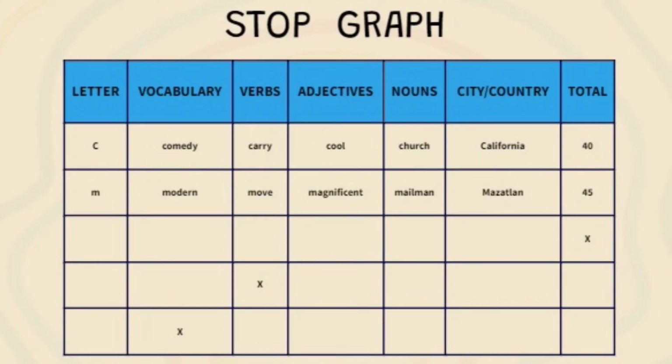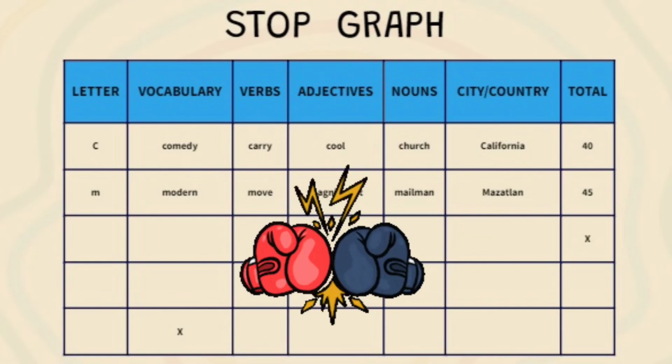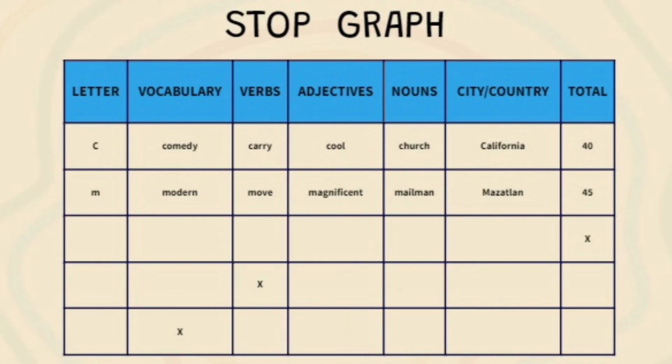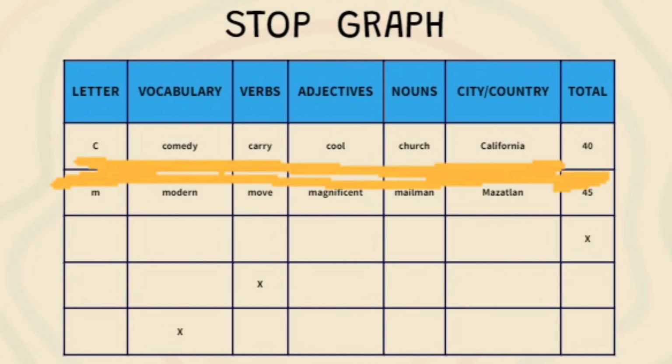For example, in this case, it stopped on the letter C. So they're going to have to start a competition, and whoever finishes filling out the squares first is going to scream stop. Okay, for example, C. We have C, the vocabulary word comedy, the verb carry, adjective, we have cool, noun, church, city, California.